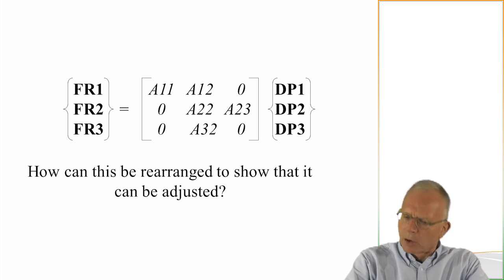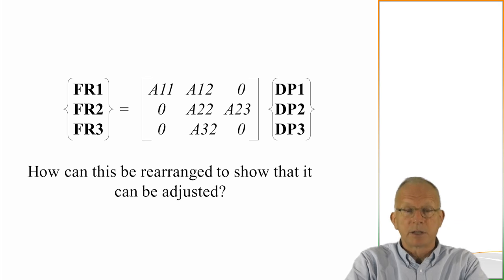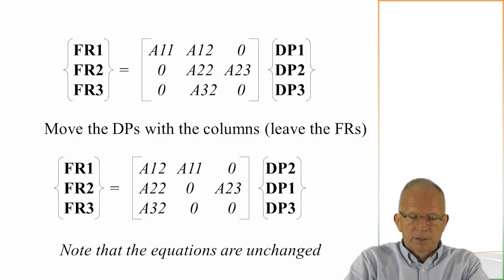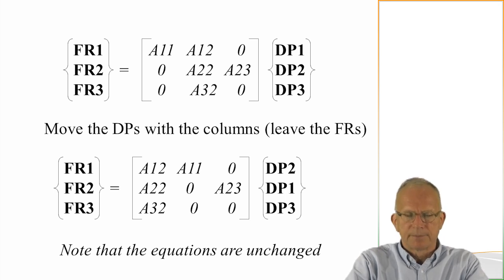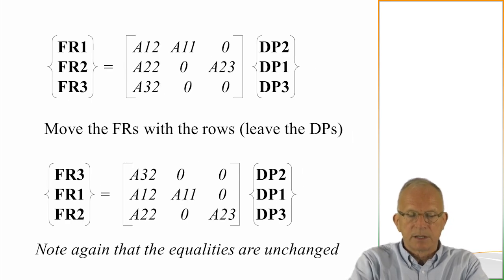So here's one that looks a little more complicated. So how can this be rearranged to show that it can be adjusted without iteration? So let's take a more careful look. If we move the DPs with the columns, in this case we're going to exchange DP1 and DP2. So we note that the equations are unchanged. However, now are we any closer to an order of adjustment? So looking at the matrix, it looks like we could get this into a lower triangular matrix with one more adjustment. Let's see.